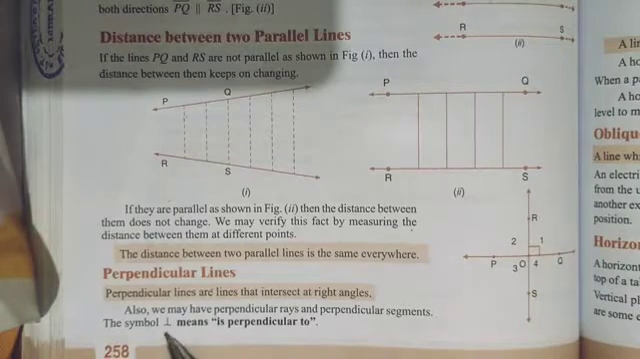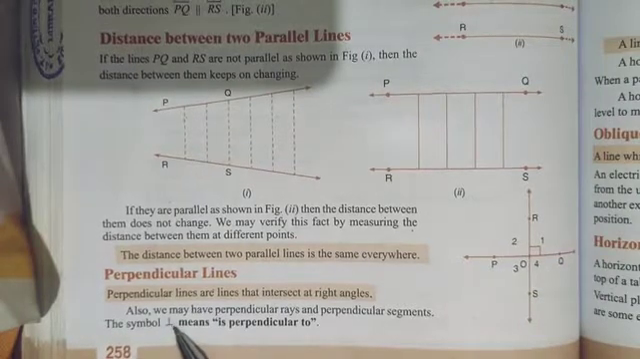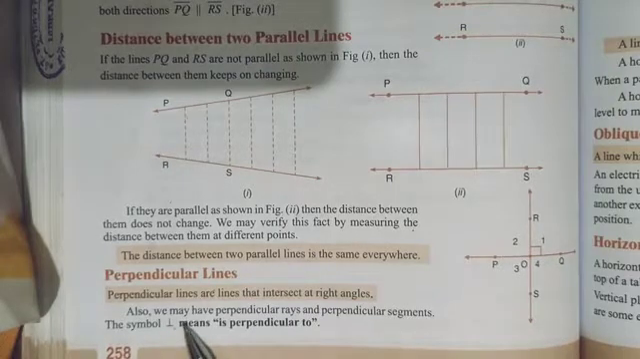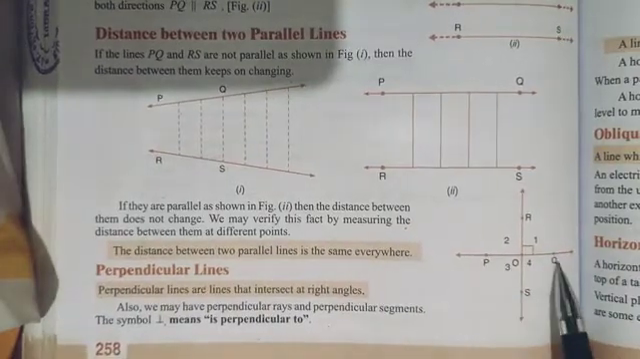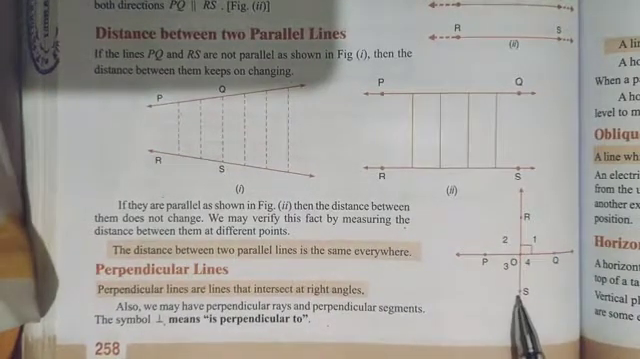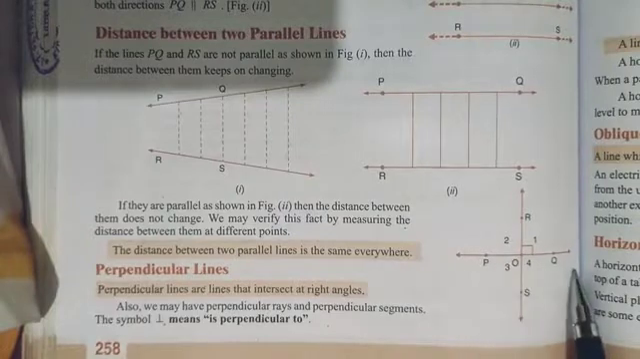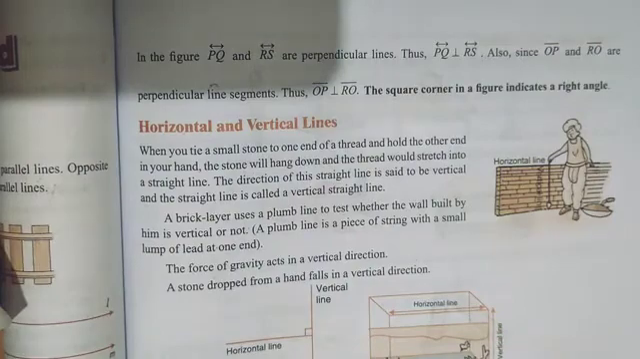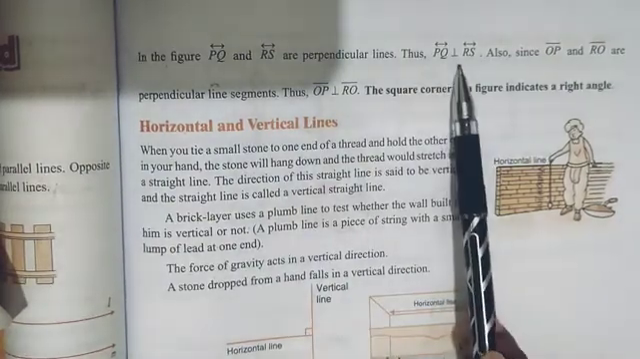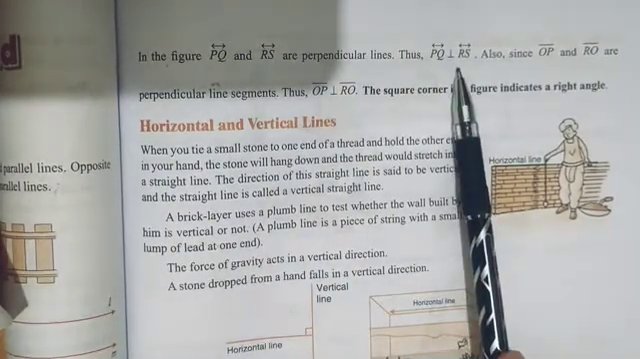The symbol used for perpendicular is like this. One line is in vertical position, another one is in horizontal position. This is the symbol for perpendicular and it is read as "is perpendicular to". Like we will read it here: PQ perpendicular RS, or we can say RS perpendicular PQ. And we will write it like this: PQ perpendicular RS.